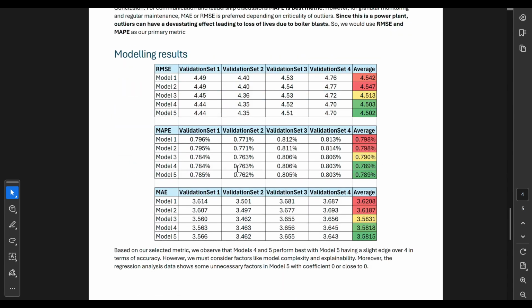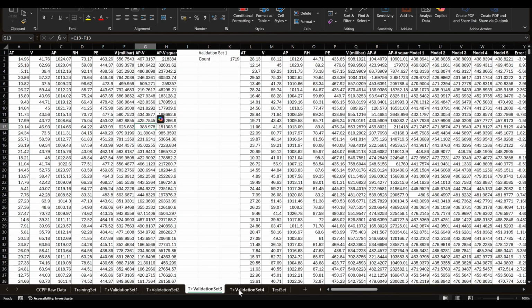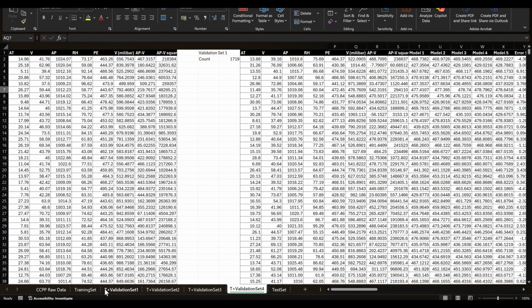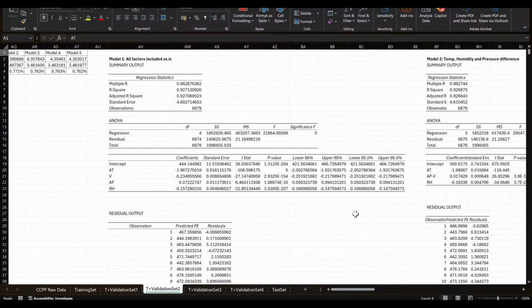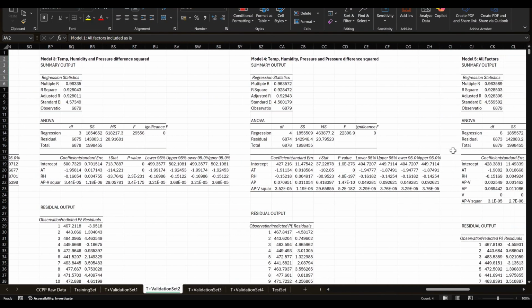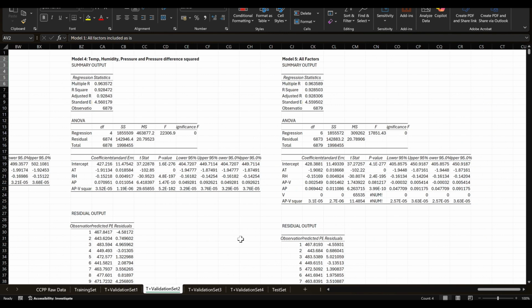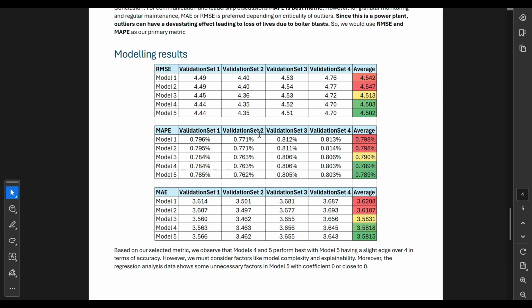Next, we look at the modeling results. As I showed earlier, what I have done is run four cross validation sets. For each of these cross validation sets, I've gone ahead and run the regression model for model 1, 2, 3, 4, and 5. And I've looked at all their outputs.